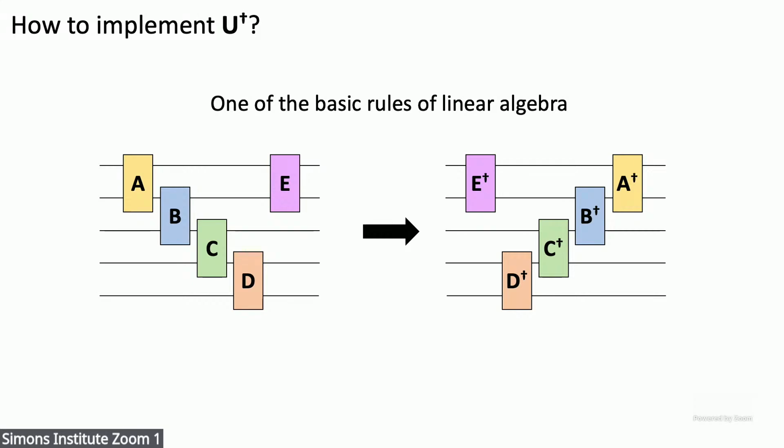And why can we do this? Why can we control a circuit? Why can we take the inverse of a circuit? Well, let's start with the inverse. Just based on the basic rules of linear algebra, we can take inverses by inverting each gate and then just flipping the order. Right? Okay, so if we have a circuit that we can run in the forward direction, we can also run it backwards.